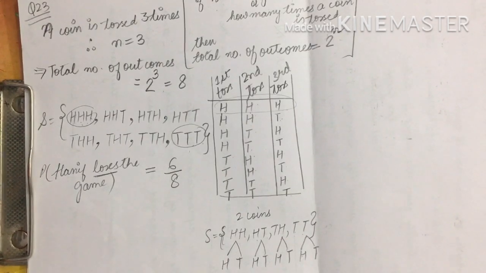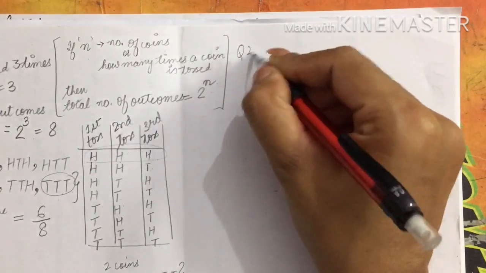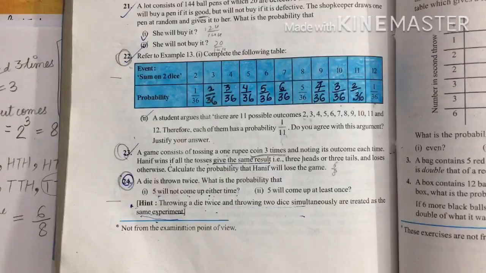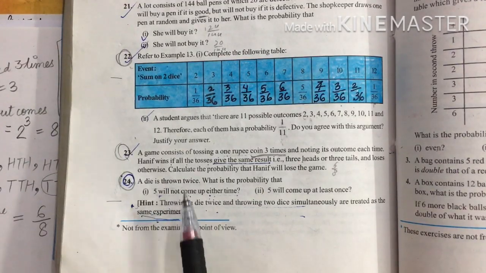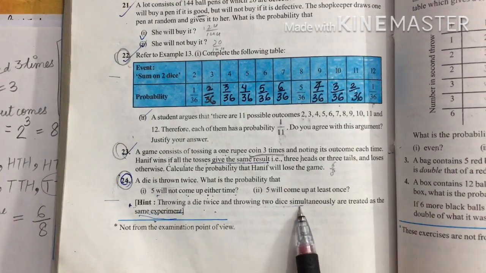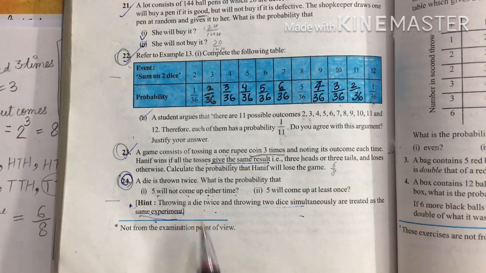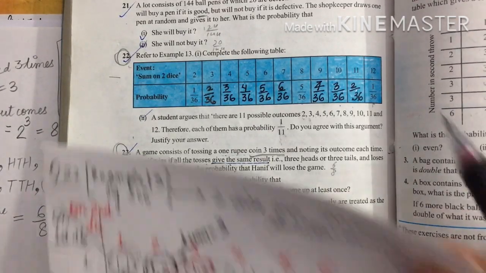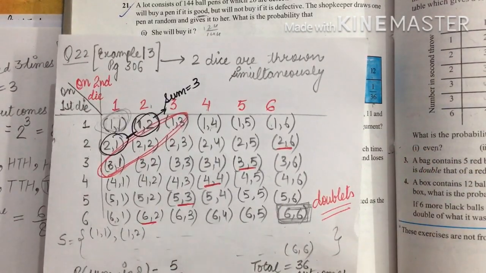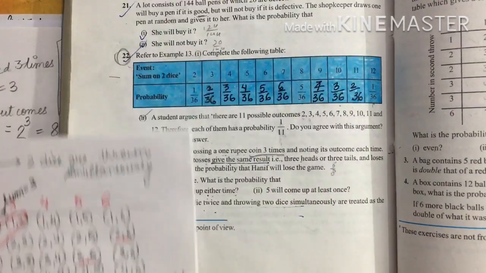Now let's take up question number 24. A die is thrown twice. Now a die is thrown twice or 2 dice are thrown simultaneously. They are treated as the same experiment, just like coins: a coin being thrown twice or 2 coins thrown together. So we already have the sample space written for this. I'll use the same result. I'll use the same table.